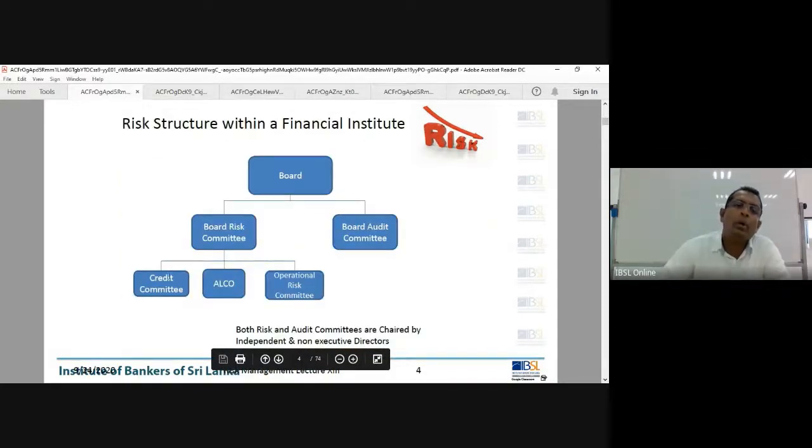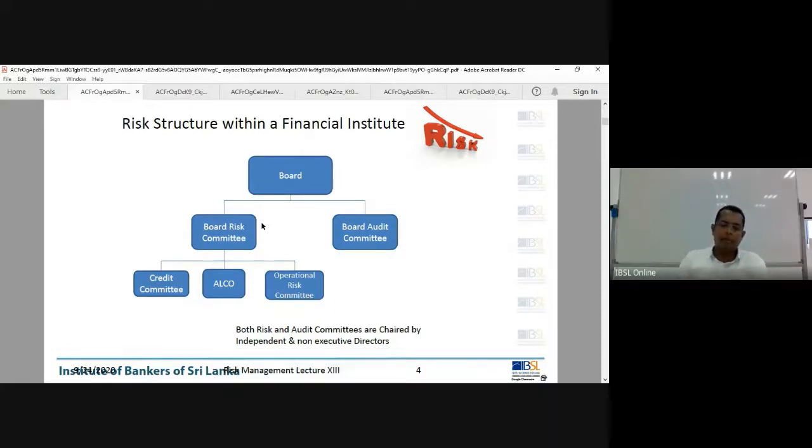So, on our boards, we have different committees. On the director board, we have committees like the board risk committee and the board audit committee, which are the watchdogs of the bank, right? These two committees need to be headed by independent and non-executive directors, right?